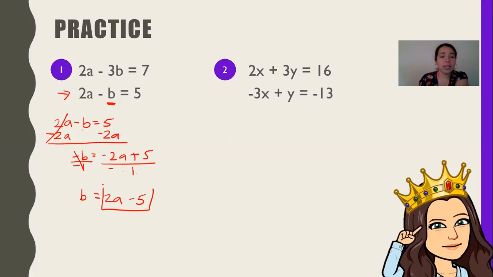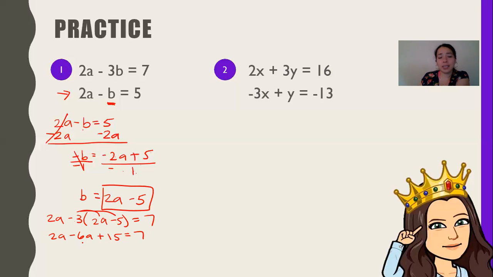So now what do I do with this? I plug it into the other equation. So we have 2a minus 3 times 2a minus 5 is equal to 7. And again, I know that this is a lot of information, so just try to keep up as much as you possibly can. But then we go ahead and multiply like this. Negative 3 times 2a is negative 6a. Negative 3 times negative 5 is positive 15, and that equals 7.